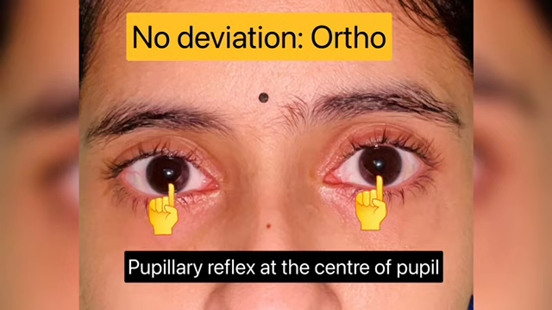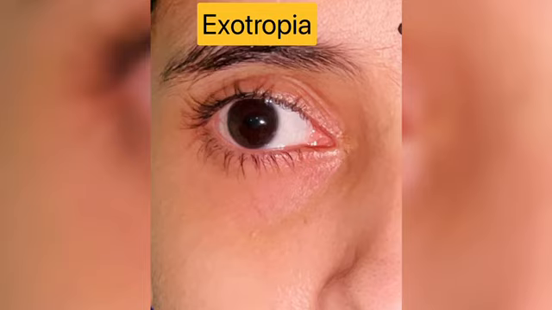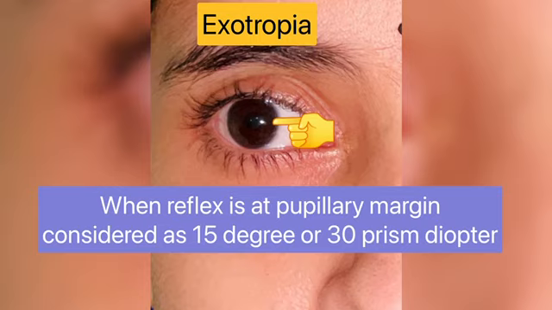If the reflex is in the same relative position in both eyes, the patient doesn't have any strabismus and is considered as ortho or no deviation. If the reflex is not in the same relative position, the patient has strabismus. And the amount of strabismus can be estimated by observing the corneal reflex in the deviated eye.